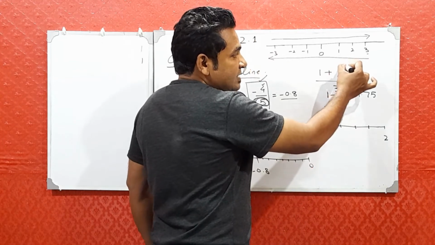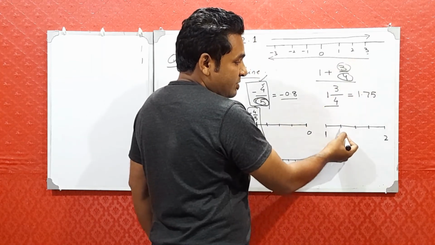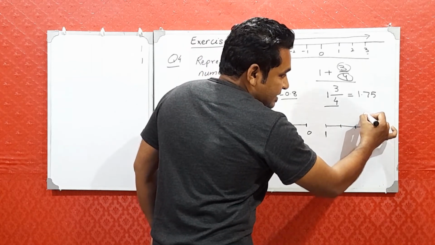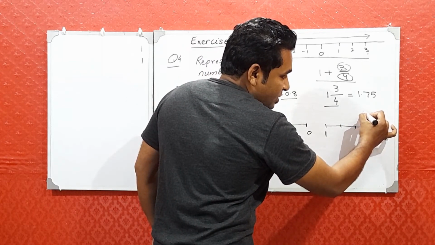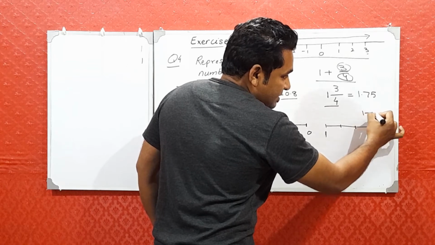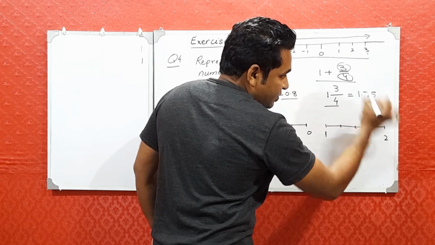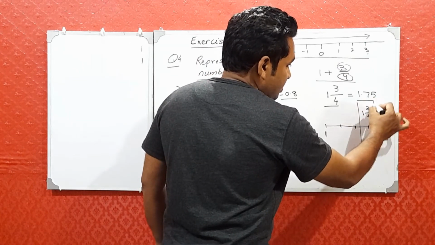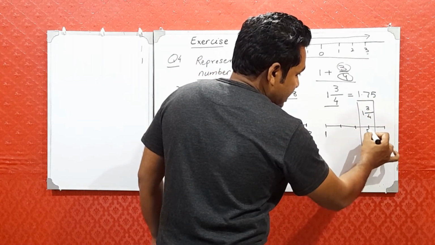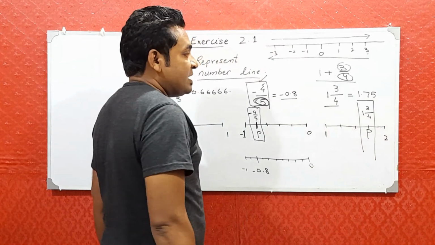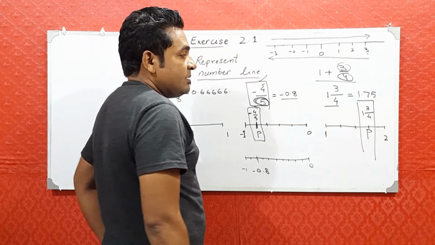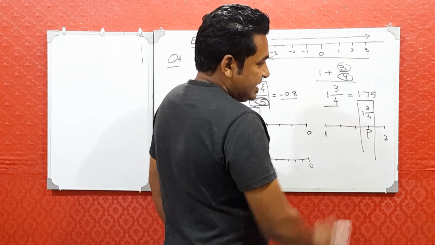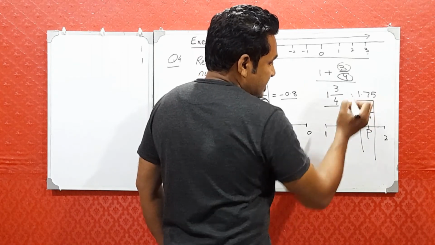Now what is the numerator? That is 3. Count from here: 1, 2, 3. So here we are getting the number, we will write the whole number, 1 whole 3 over 4. So this is the position of 1 whole 3 over 4 on the number line. If we denote it by P, P will come at this position. That is the position of the number.